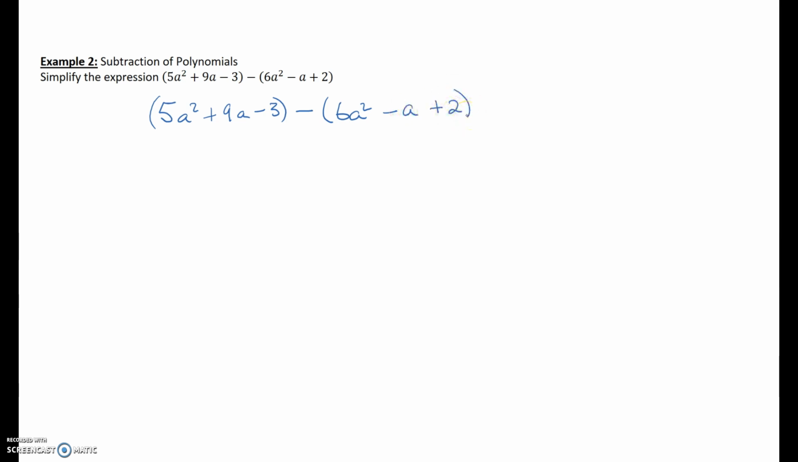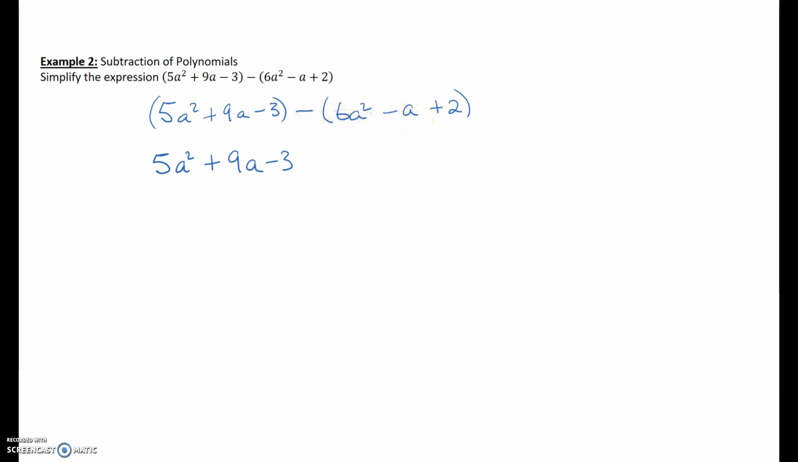Now, once again, just like example 1, there isn't anything in front of the first parentheses, so we just remove those parentheses. Nothing happens, we just remove the parentheses. It's 5a squared plus 9a minus 3. Now, here's where the difference comes in. This time we have a minus in front of the second parentheses.